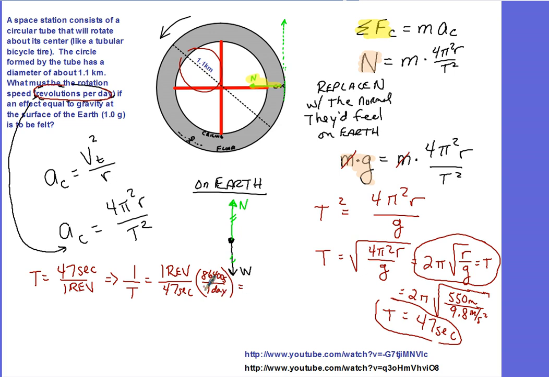Let's take 86,400 and divide that by 47. And what I see is I need to rotate about 1,838 revolutions per day. For that particular space station, if it rotated at that rate, that person would feel no different than they feel here on Earth. A way to simulate gravity without actually having the Earth pulling on that person.